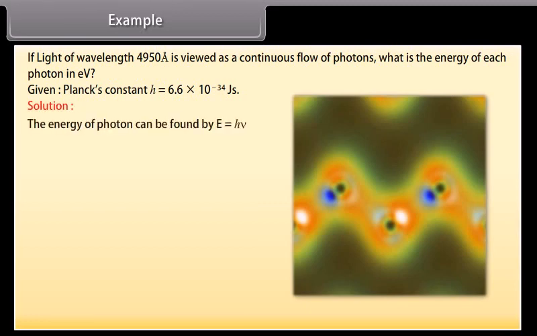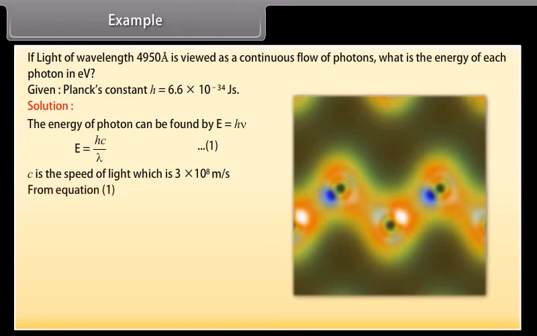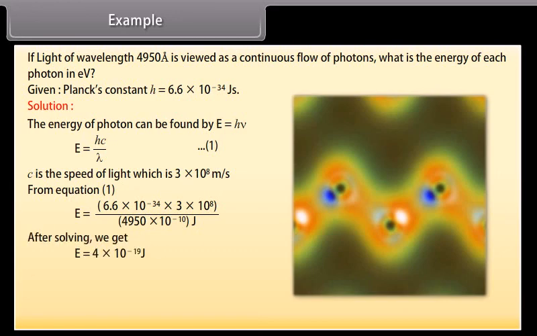Solution. The energy of a photon can be found by E equals hν, E equals hc by λ, name it as equation 1. c is the speed of light, which is 3 × 10^8 meter per second. From equation 1, E equals 6.6 × 10^-34 × 3 × 10^8 divided by 4950 × 10^-10 joule. After solving, we get E as 4 × 10^-19 joule.